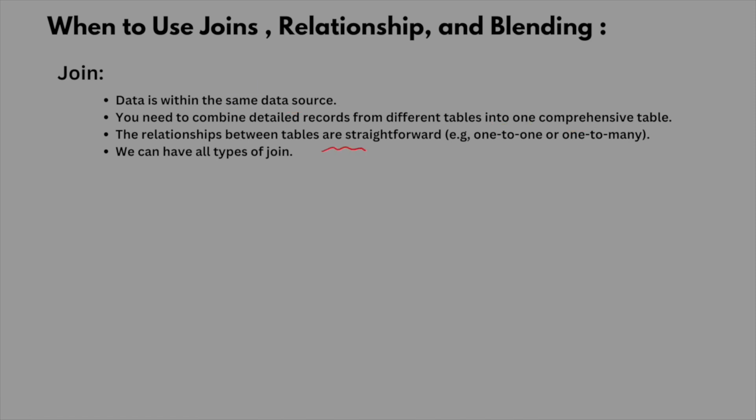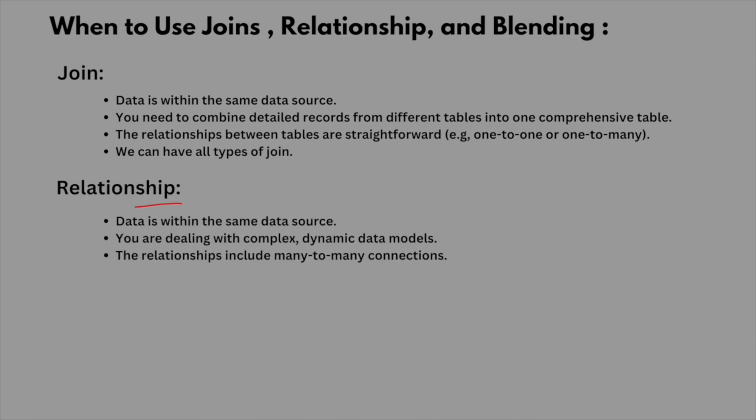And the relationship between tables is straightforward. So normally when you have a one-to-one relationship or one-to-many relationship, that's when you combine your data by using join. And how about relationships? Relationship, again, is the same as a join in that we only need the same data source. We just require one data source, and you're dealing with a complex and dynamic data model. So normally when you have a many-to-many connection or very complicated data, that's when you use relationship.